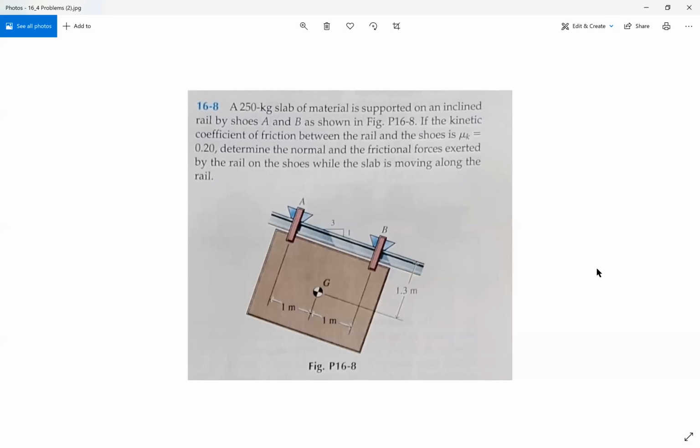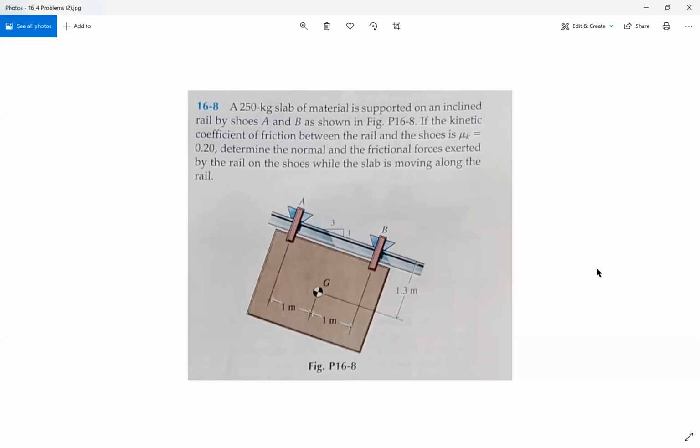This is problem 16-8. A 250 kilogram slab of material is supported on an inclined rail by shoes A and B as shown in the figure below. If the kinetic coefficient of friction between the rail and the shoes is mu sub k equal to 0.2, determine the normal and frictional forces exerted by the rail on the shoes while the slab is moving along the rail.